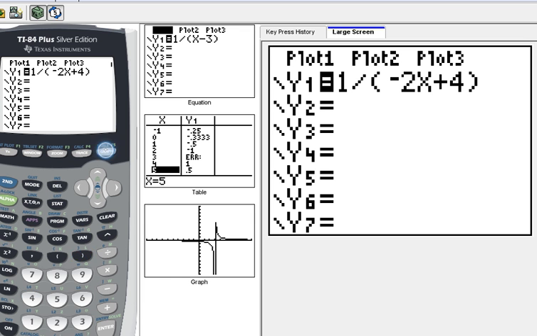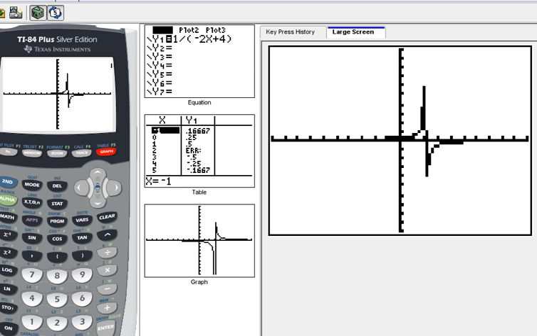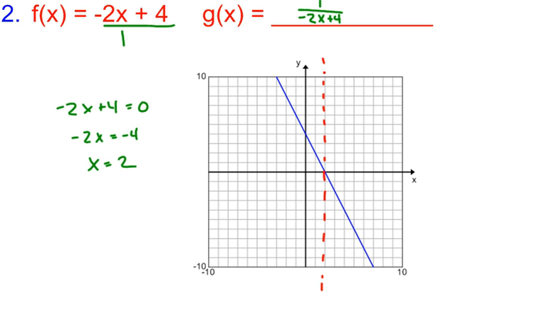There we go. And then I hit graph. This one's really short. Look at that. I can see that my vertical asymptote's at 2. And I think it looks like my horizontal asymptote's at 0. So I'm going to go ahead and draw that in, because remember, ours are at 0 or 1, and that one definitely didn't look like 1.